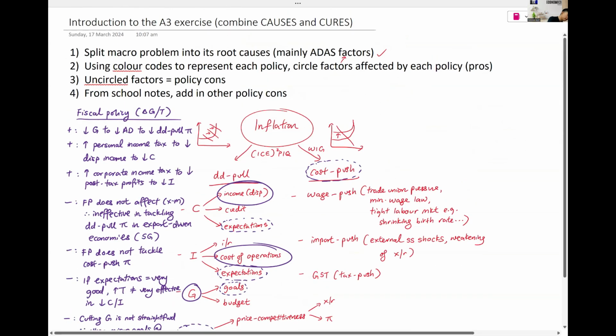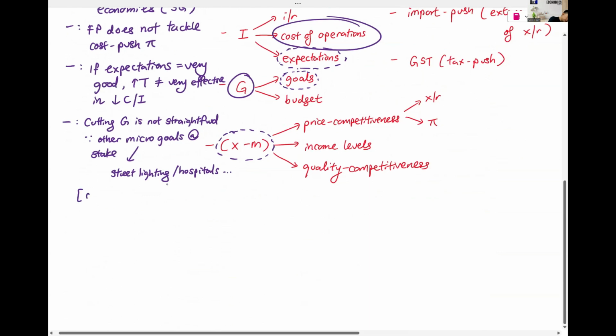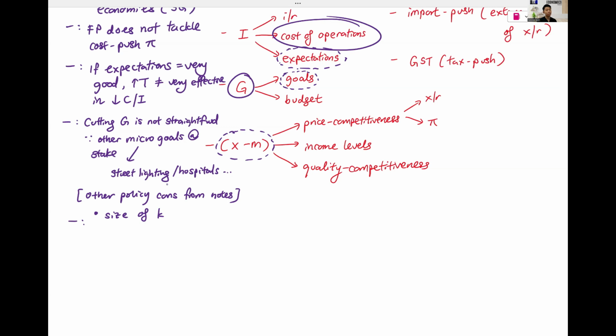However, from school notes, add in other policy cons. What will you see? You will see this point on size of multiplier. If the multiplier is small, you cut spending, the final change in spending is not that much multiplied. If your multiplier is 1.1, the final change in spending is not that much. So the resulting strain on your FOP is still quite high.